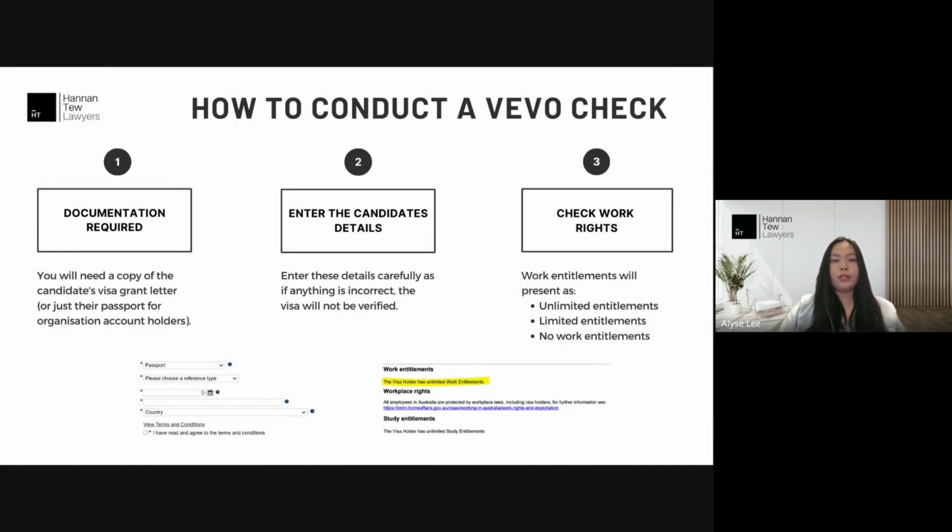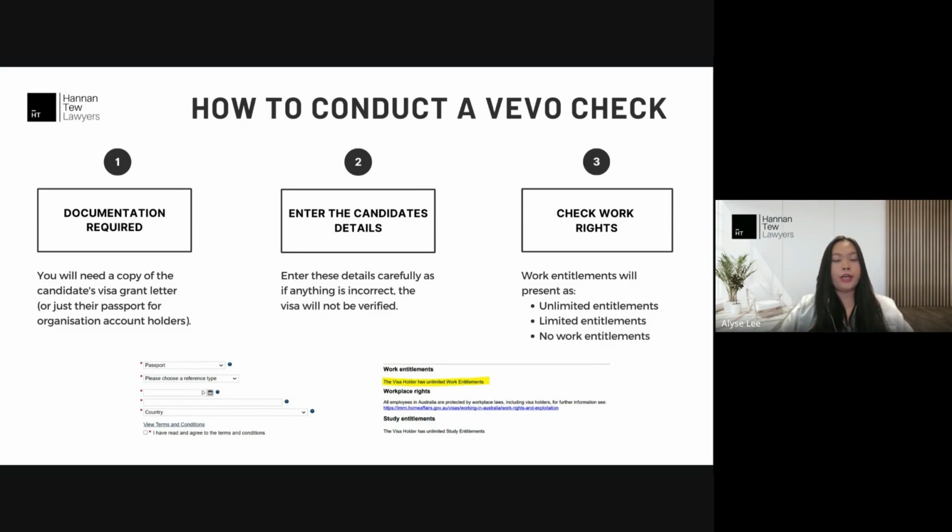So leading on, in order to assist with complying with sponsorship obligations and ensure that the business is not in breach, we strongly recommend that when you onboard a foreign worker, you conduct a visa entitlement verification online check. So that's a VEVO check, and that can be accessed through the department's website. We also recommend that businesses continue to do these checks throughout the employee's time with the business to make sure that they continue to hold work rights at every point.